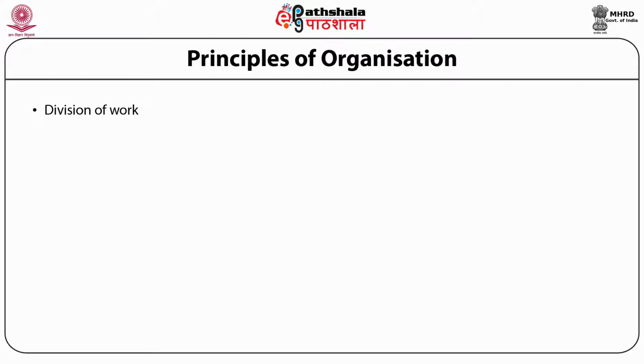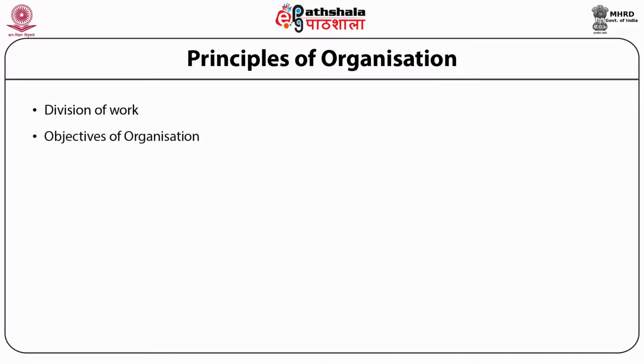In this way, efficient and high production could be achieved. It also reduces wastage and leads to decrease in costs. Division of work is considered necessary for efficiency. An organization structure should be so designed so that it permits division of work.